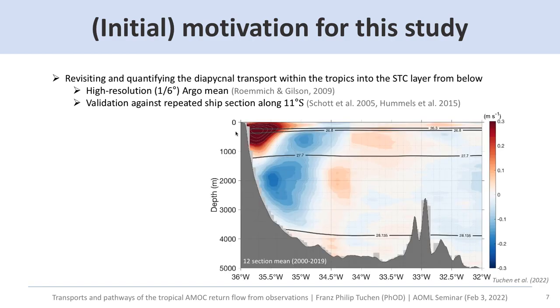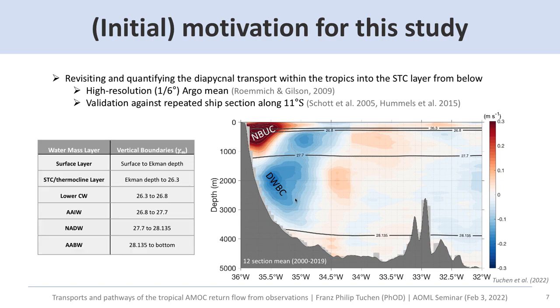And this mean section is now shown here, showing the meridional and alongshore velocities along 11 South based on 12 different sections between 2000 and 2019. You can nicely see the two branches of the AMOC, in fact. So the northward part, which manifests in the North Brazil Undercurrent, and the southward branch at deep water layer, which is the deep western boundary current.